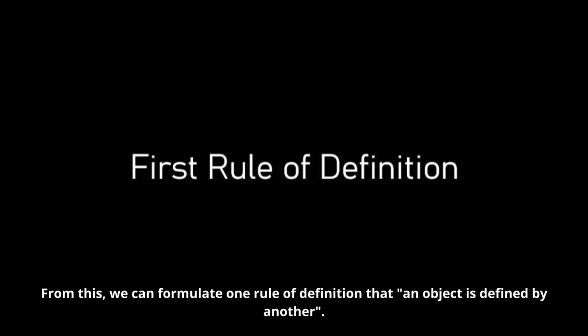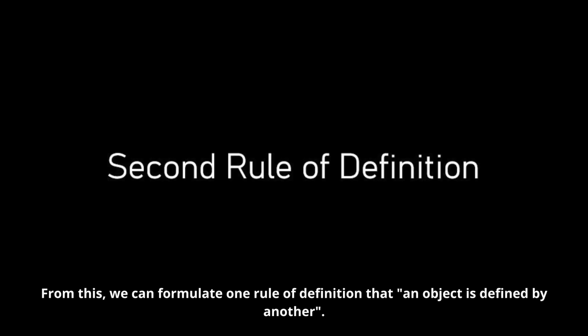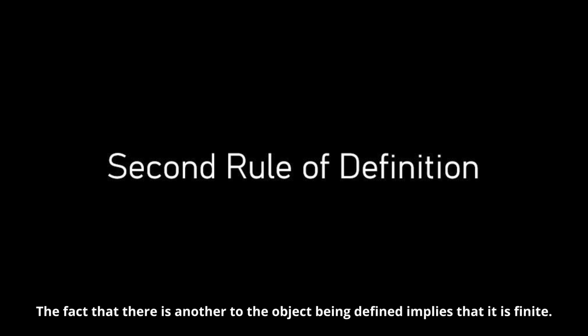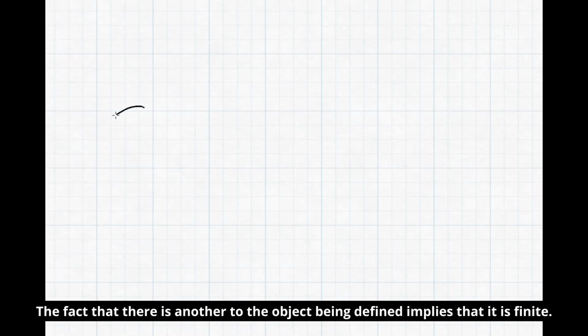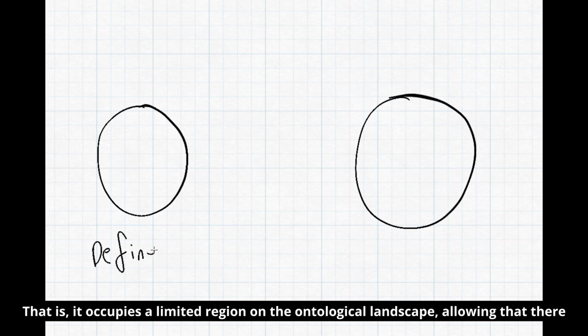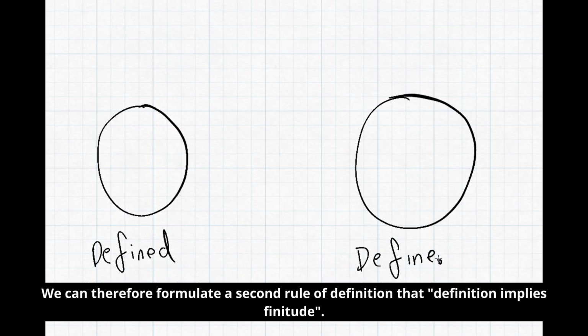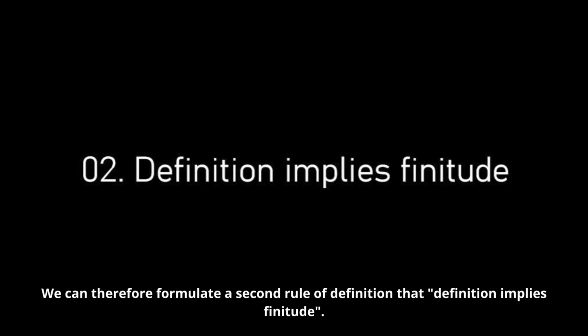From this, we can formulate one rule of definition, that an object is defined by another. The fact that there is another to the object being defined implies that it is finite. That is, it occupies a limited region on the ontological landscape, allowing that there is a region beyond it where another can occupy. We can therefore formulate a second rule of definition, that definition implies finitude.